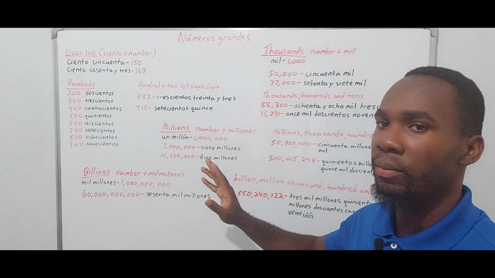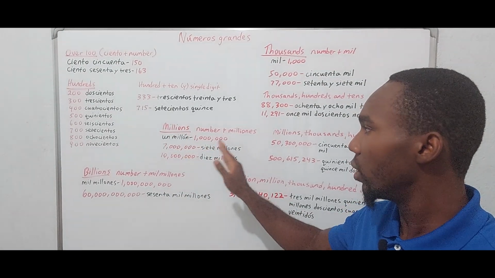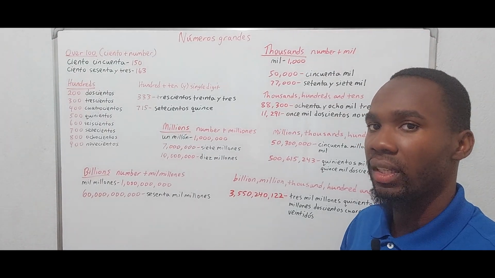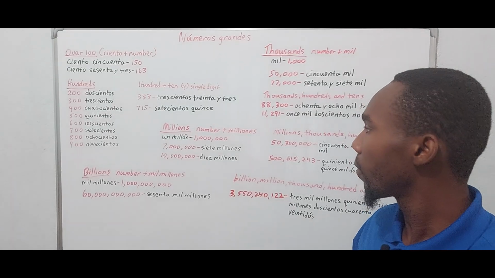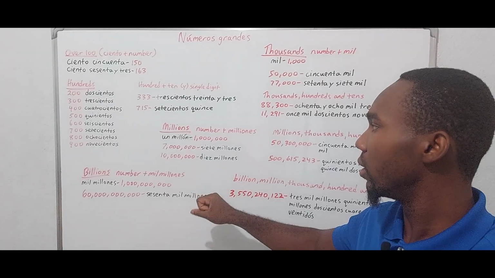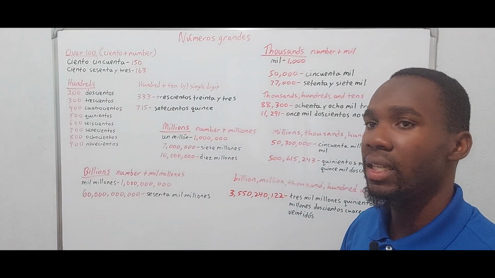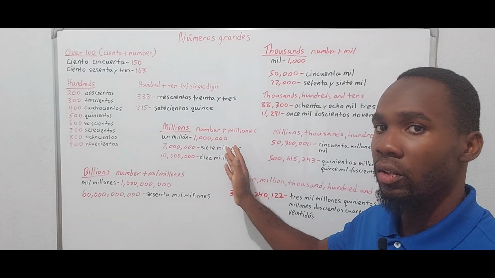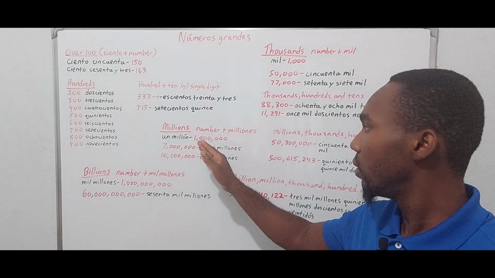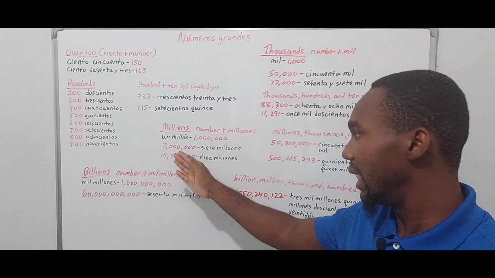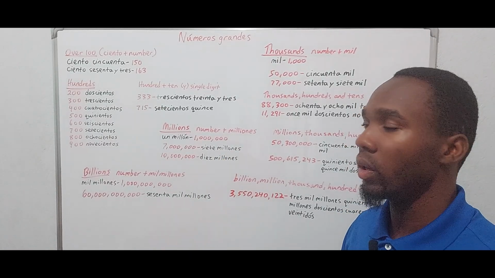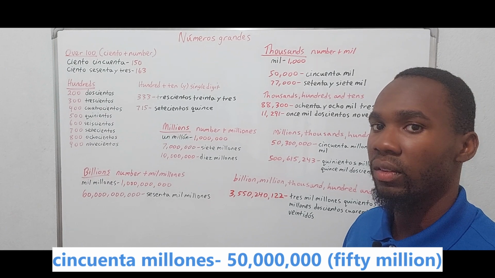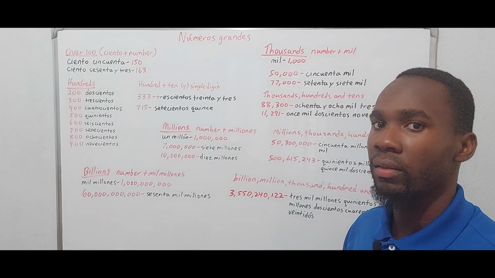But 1 million in Spanish is un millón. You know that 1 million contains 6 zeros, right? So un millón, 1 million. If you wanted to say 7 million, 7 millones. If it is over 1, then it becomes plural. So millón becomes millones. 7 millones. 10 millones. If I wanted to say 50 million, 50 millones. If I wanted to say 3 million, 3 millones. All right?